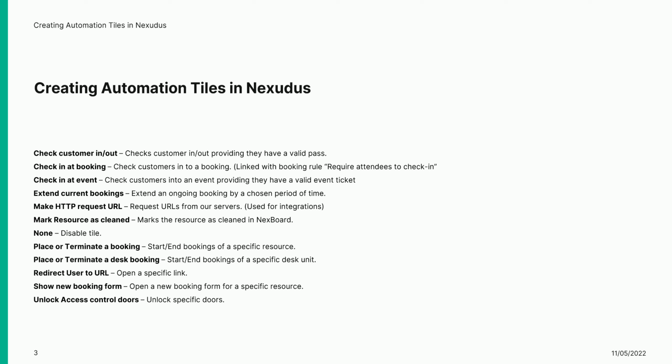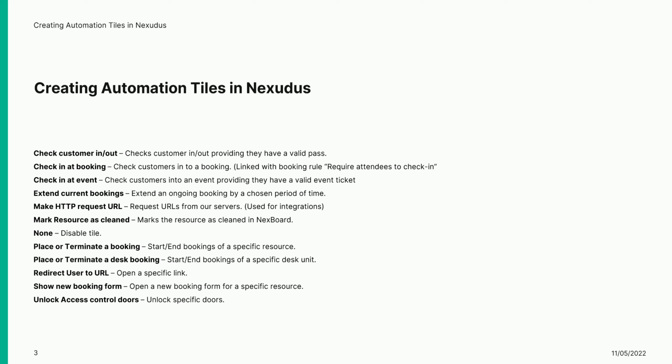Mark resource as cleaned. This action will mark the resource as cleaned in our Nextboard app. This can be quite useful for cleaning staff to scan a tile as soon as they have cleaned a meeting room, allowing other cleaning staff to identify the rooms that have already been cleaned.